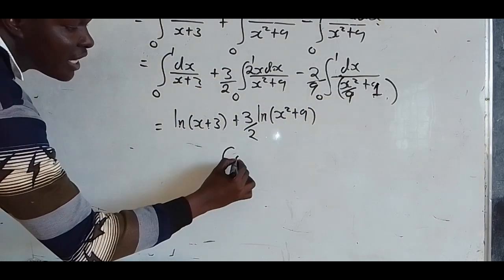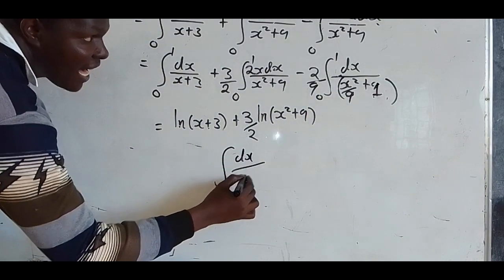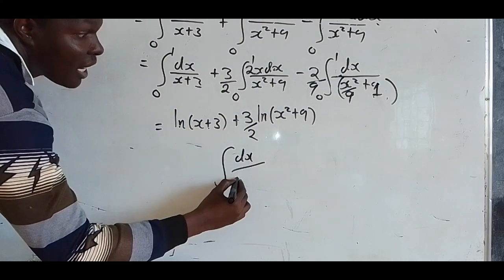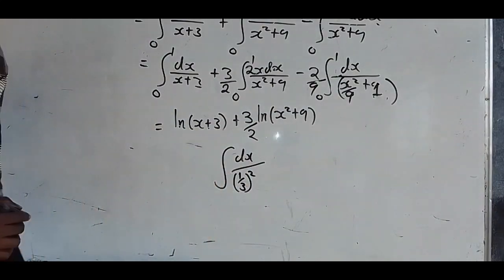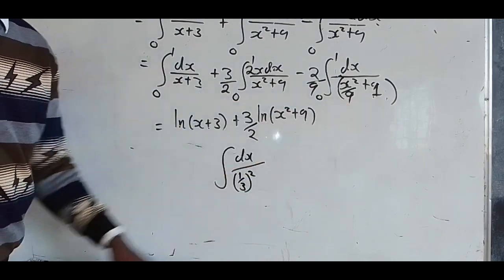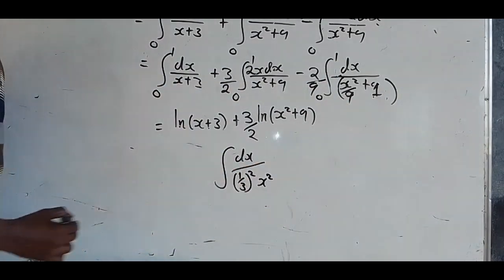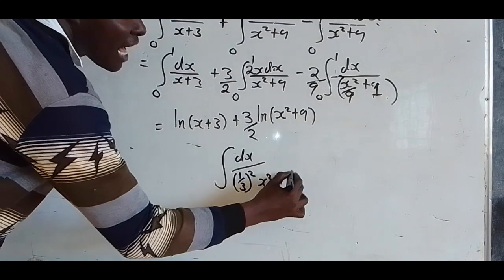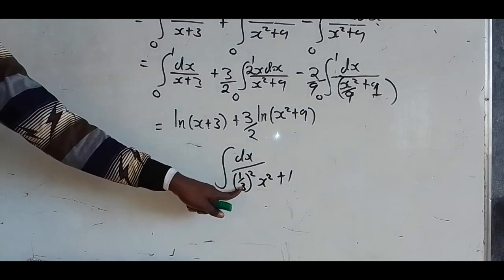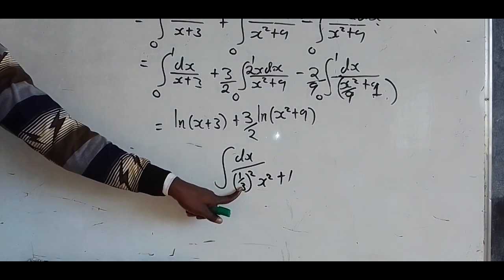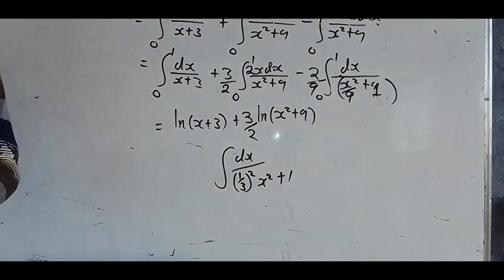Now look at this: dx over x squared over 9. Remember, x squared over 9, the 9 means it is 1 over 3 squared. See, that is 1 over 9. 1 over 3 squared x squared plus 1. See, that is what it is. So what is your a? a is 1 over 3, because it is a squared, x squared, the tan inverse.